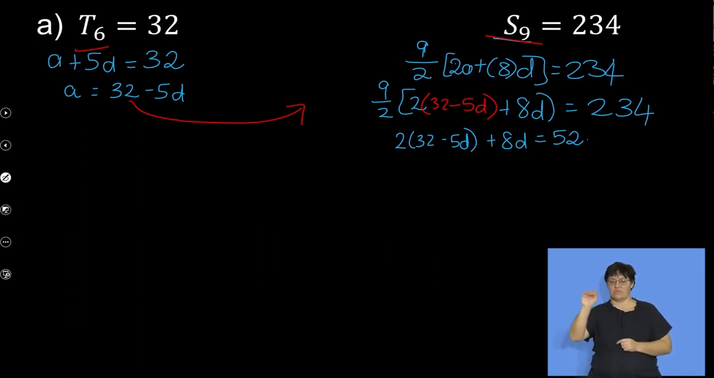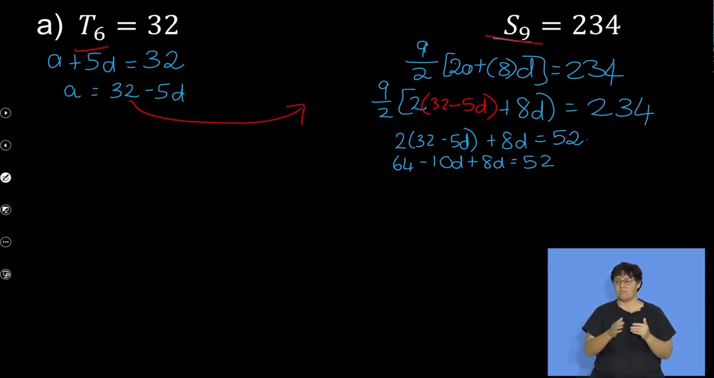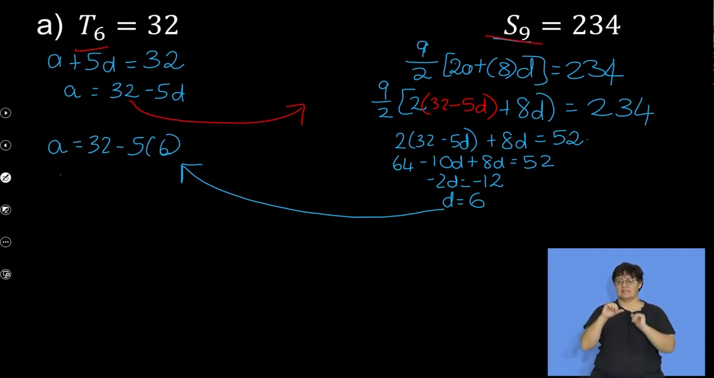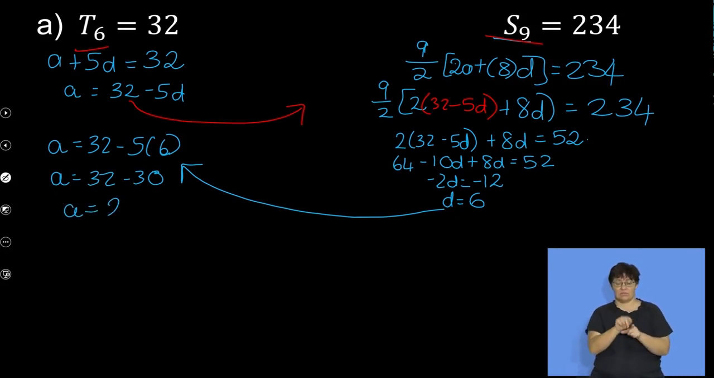I'm now going to distribute this 2 in. So I'm going to have 64 minus 10D plus 8D is equal to 52. So if I simplify this even further, I'm going to be left with negative 2D is equal to negative 12. If I divide both sides by negative 2, D is equal to positive 6. I'm now going to take this positive 6 across. So A is going to be equal to 32 minus 5 times 6. So A will be equal to 32 minus 30. So A is equal to 2.